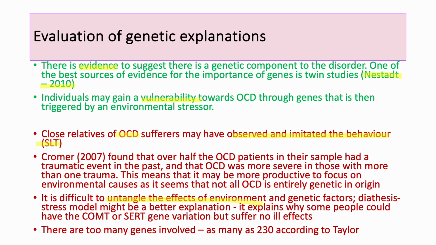Another reason it's difficult to untangle the effects of the environment and genes is the study by Chroma 2007, where over half of OCD patients had experienced a traumatic event in the past, and they linked the cause of their OCD to that trauma. Also, OCD was more severe in those who had experienced more than one trauma. So maybe we should be focusing on environmental causes rather than solely genetic, because OCD can clearly not be just genetic. Furthermore, linking back to that earlier point, there are lots of genes involved, as many as 230, so it's really difficult to pinpoint and to argue that genetics is the only explanation for OCD.